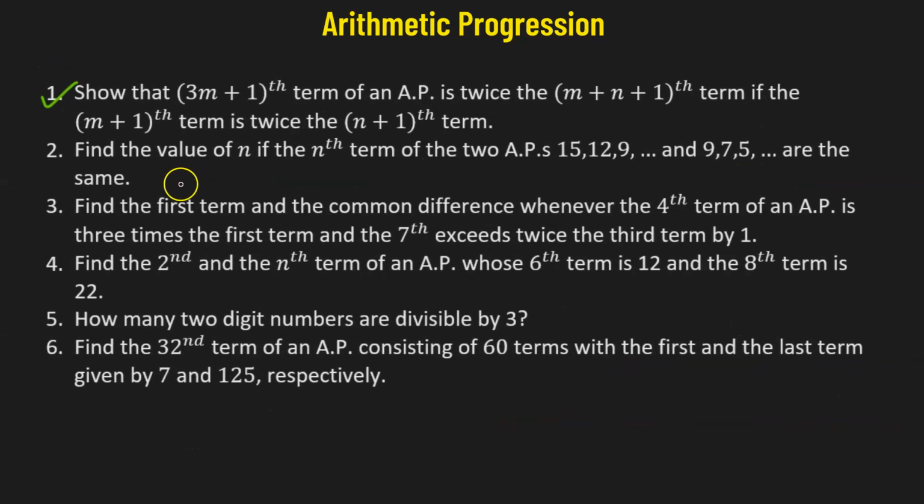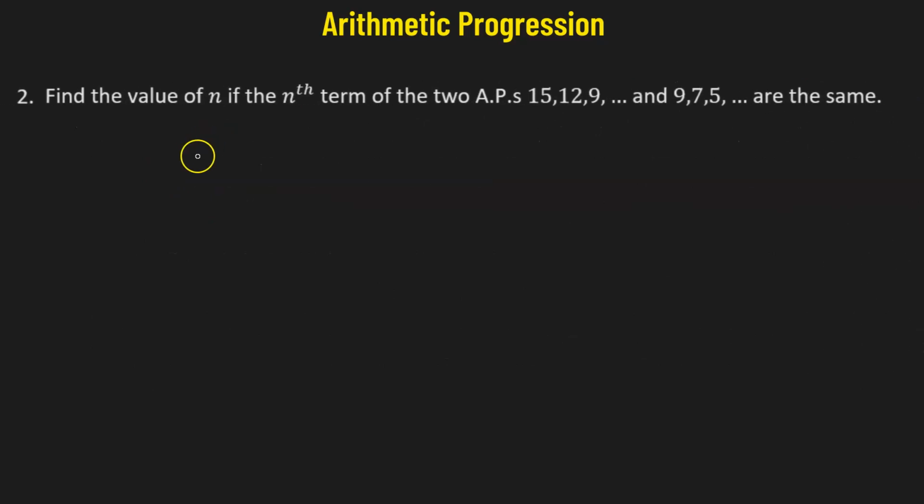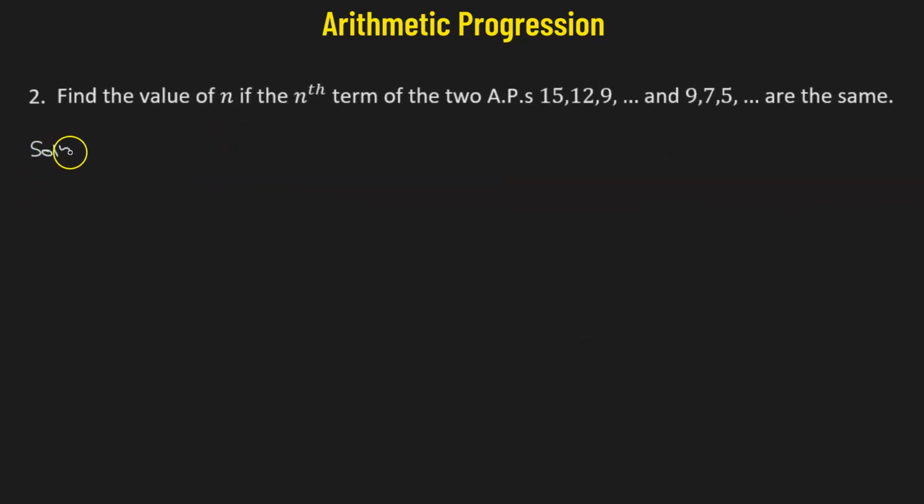In problem number 2, we need to find the value of n, and it's given that the nth terms of these two APs are exactly the same. So let's begin. We will assume that the first term is represented by a in lowercase, and the common difference by d in lowercase. Now for the first AP, which is 15, 12, 9, the common difference is 12 minus 15, which is negative 3.